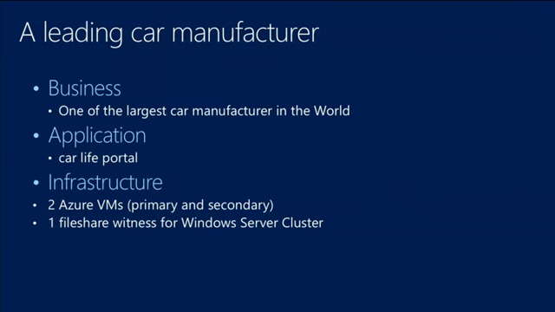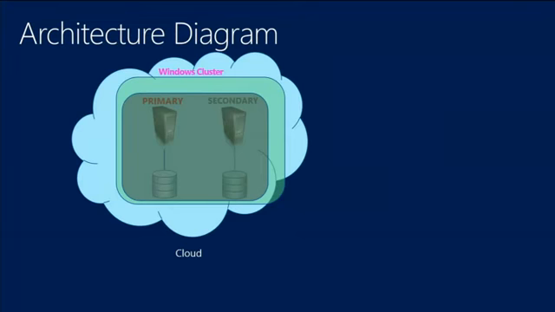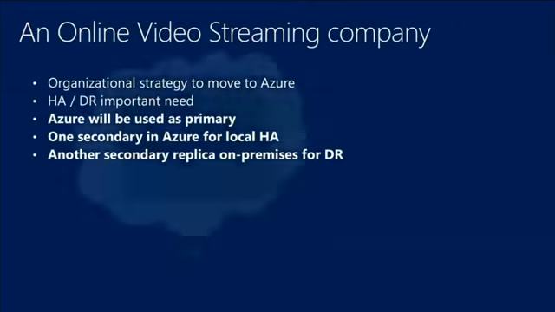What they have deployed today is 2 Azure VMs within Azure. And once we have availability group listeners working, they will extend it to more replicas.